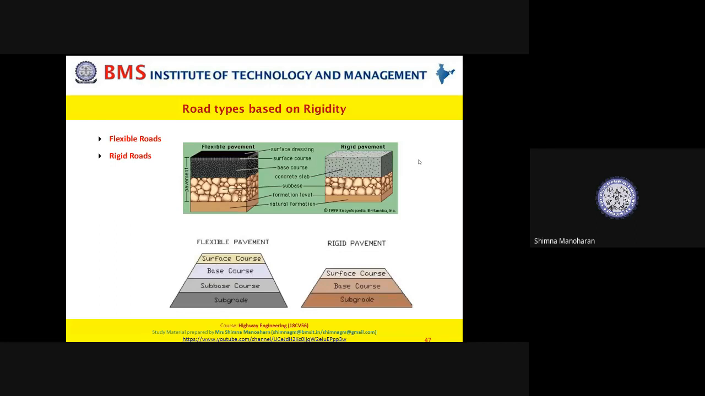So this is an important topic. Road type based on rigidity. Based on rigidity, you have mainly two types. One is the flexible road or the flexible pavement, and next is the rigid pavement. In the first slide, I told you what the typical layers for a pavement are. So for a flexible pavement, you have subgrade, subbase, base course, and then a surface course.